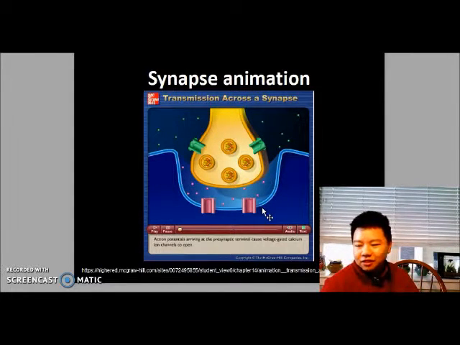So the channel is going to stay closed and it's not going to open, no positive ions are going to be able to move through, and the cell will not depolarize. There will be no action potential in the postsynaptic cell. When this happens in the motor neurons, it results in a paralysis of the muscles.